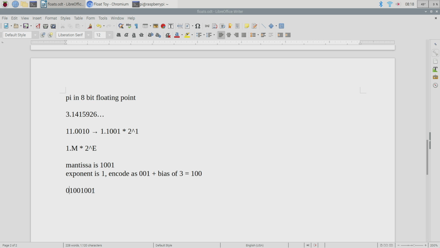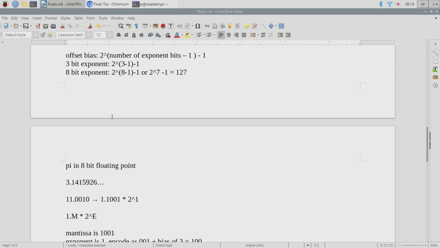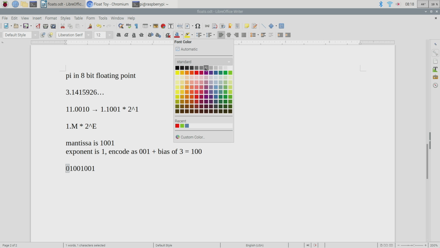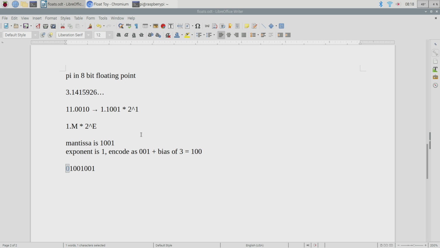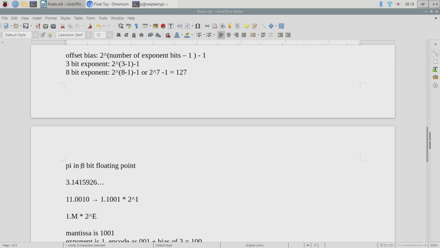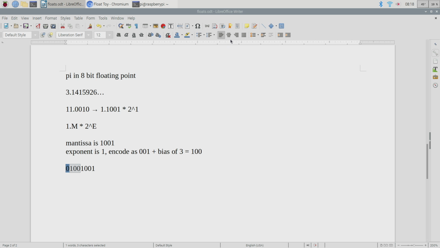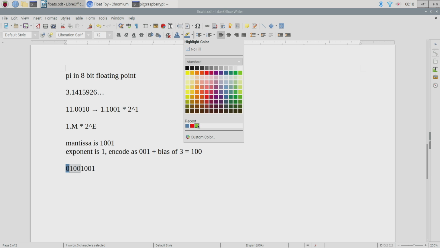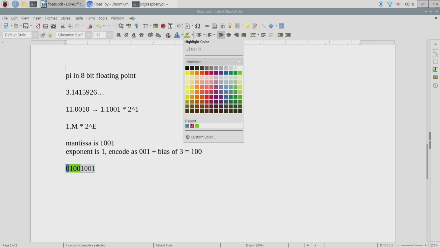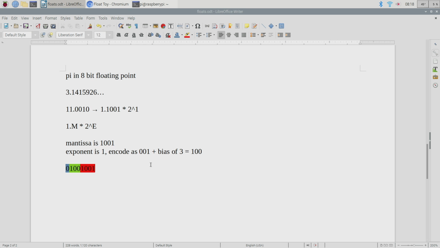Okay, so let me color code this. All right, so what was the color scheme we used? Blue for sign bit. Green for exponent. And red for mantissa. Okay, so are we good with that?